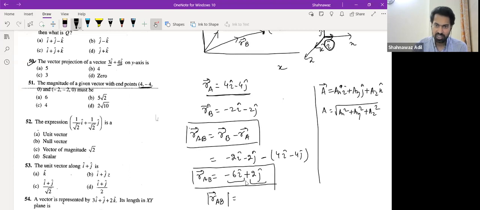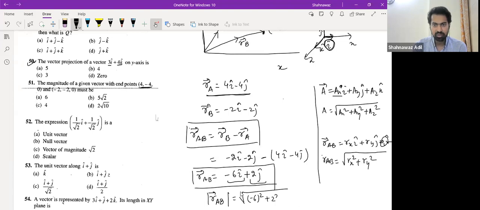So you see, what is AX? RAB has Rx i plus Ry j, and Rz is 0. So the magnitude of RAB would be simply root of Rx square plus Ry square. Is this clear, Siddhika? So this would be simply root of -6 square and 2 square.